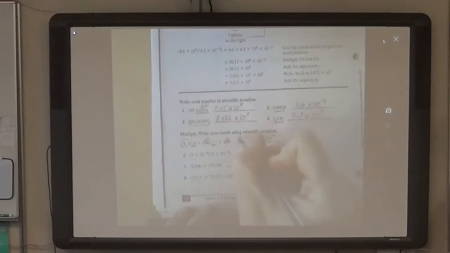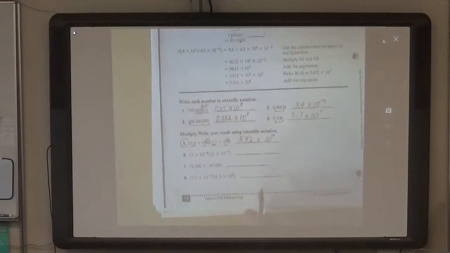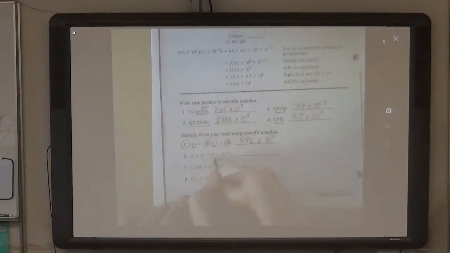1.6 times 3.7. And what is that? Do you remember? 5.9. Good. 5.92 times 10, because the base is 10, to the 10th power because it's 6th power plus 4th power. Okay? How about this one?